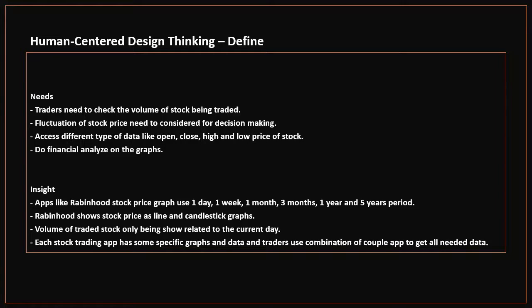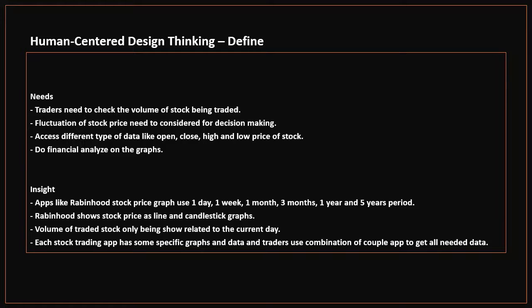On the next phase, the define phase, the need was that traders actually need to check the volume of stock that is being traded. Fluctuation of the stock price needs to be considered for decision making. They need access to different types of data like open, close, high, and low price of stock, and to do financial analysis on the graphs. And the insight is that apps like Robinhood use 1 day, 1 week, 1 month, 3 month, 1 year and 5 year for showing the graphs, but not the option to choose a particular period of time.